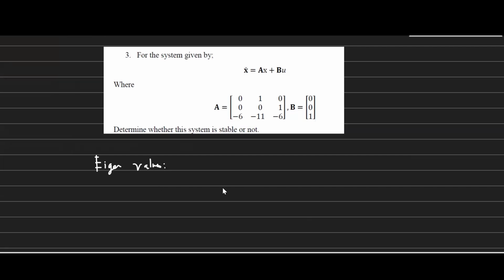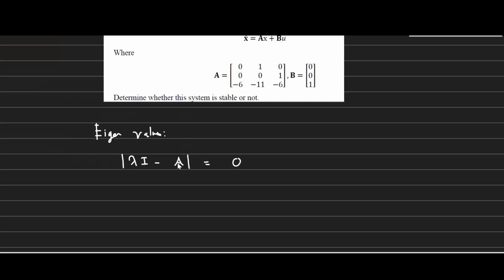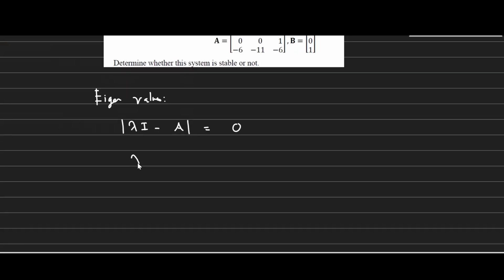The eigenvalues are given by the determinant of lambda I minus matrix A, where lambda is the eigenvalue. The determinant of this must be equal to 0. Our I is a 3 by 3 matrix, so multiplying by lambda, we are going to have lambda, 0, 0, 0, lambda, 0, 0, 0, lambda, and then minus matrix A.